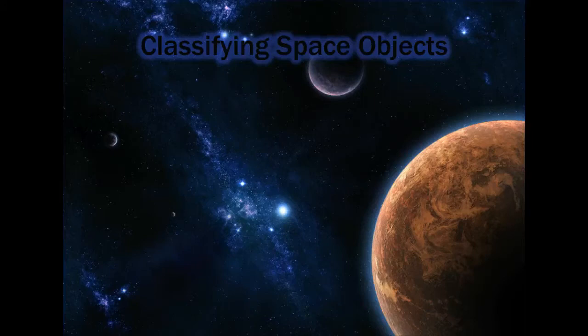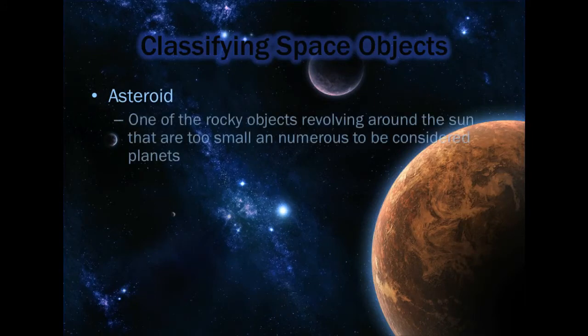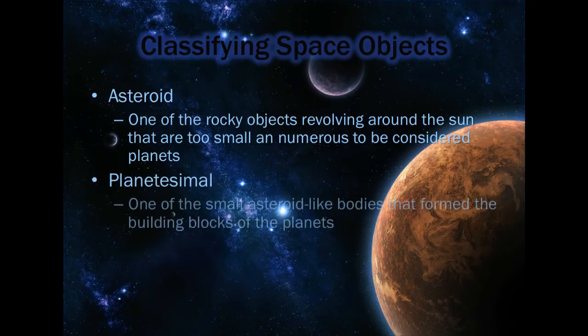Move on to classifying space objects. I'm just going to go through, make sure you have a general understanding of these. Asteroids are rocky objects revolving around the sun, too small and too numerous to be considered planets. Planetesimal. It's one of the small asteroid-like bodies that formed the building blocks of the planets.